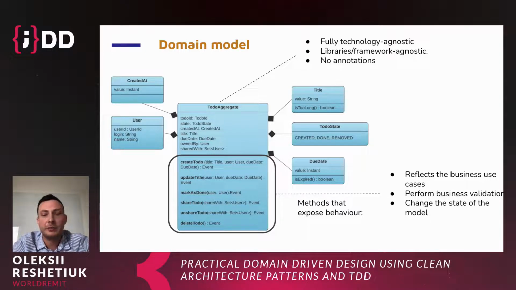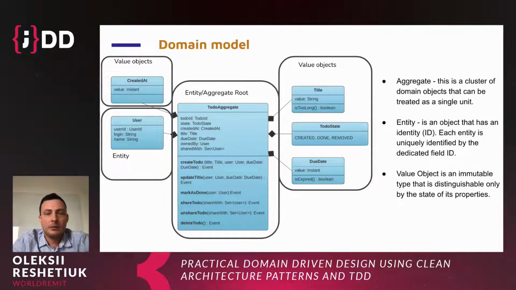Yeah, based on the business language, we also introduce some, let's say, value objects. For example, look at the title. This title has a method that validates the length of the text. It's called isTooLong, returning a Boolean. Actually, all those terms, value object, entity, aggregate root, were introduced by Evans in his blue book. And I would like you to pay attention to the definitions one by one.